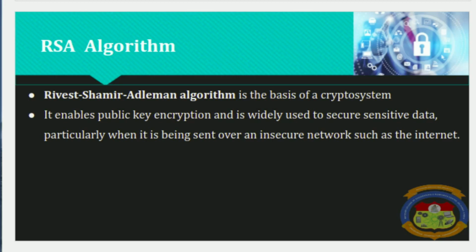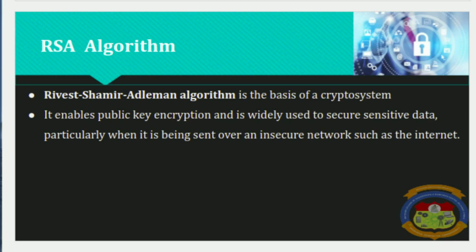A public key cryptosystem, also known as an asymmetric cryptosystem, uses different but mathematically linked keys. One is public and one is private. The public key can be shared with anyone, whereas the private key must be kept secret.